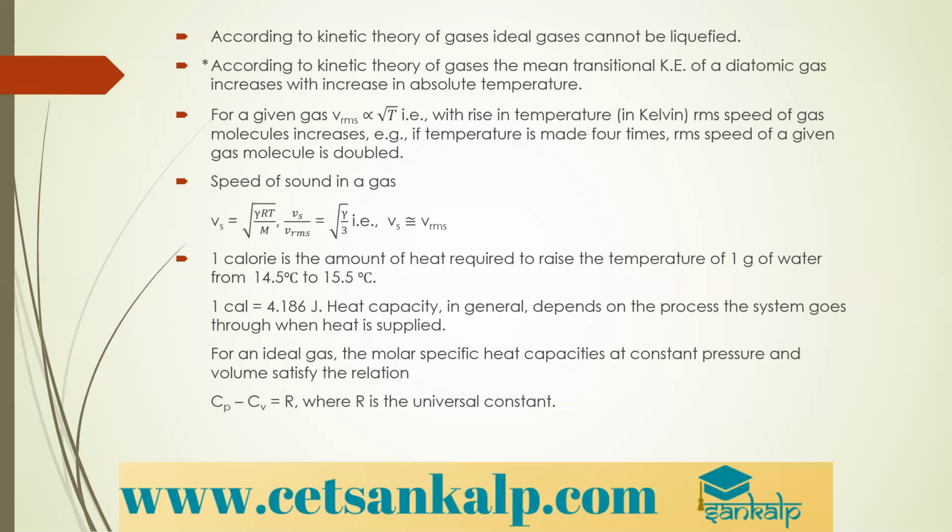For a given gas, Vrms is proportional to root of T. That is, with rise in temperature, Vrms, that is speed of a gas molecule, increases. Example, if temperature is made 4 times, the Vrms value is doubled here. That is Vrms is proportional to square root of T.